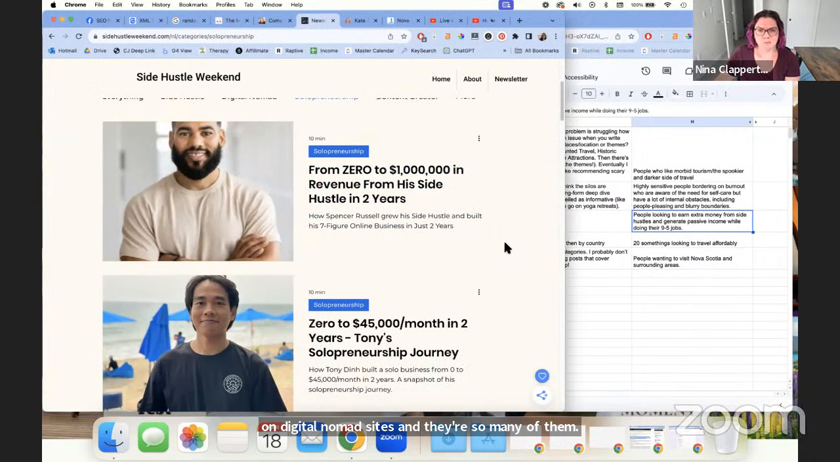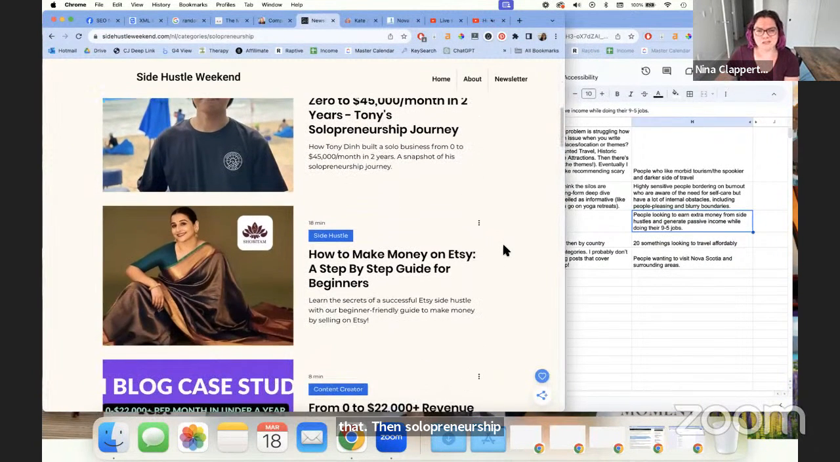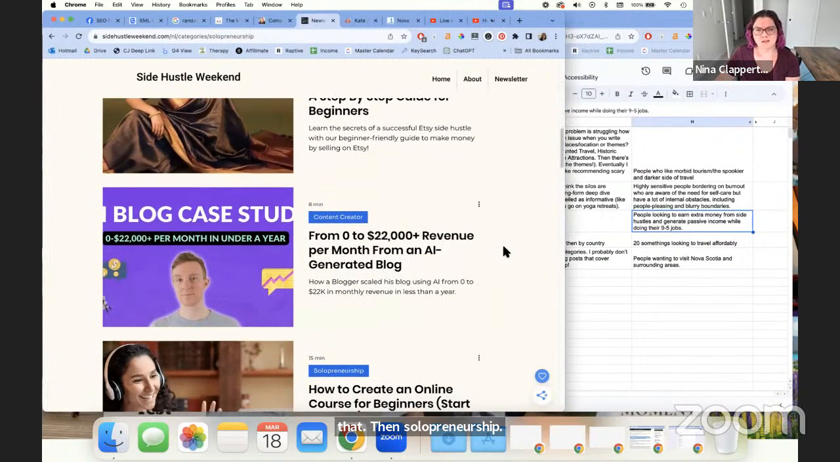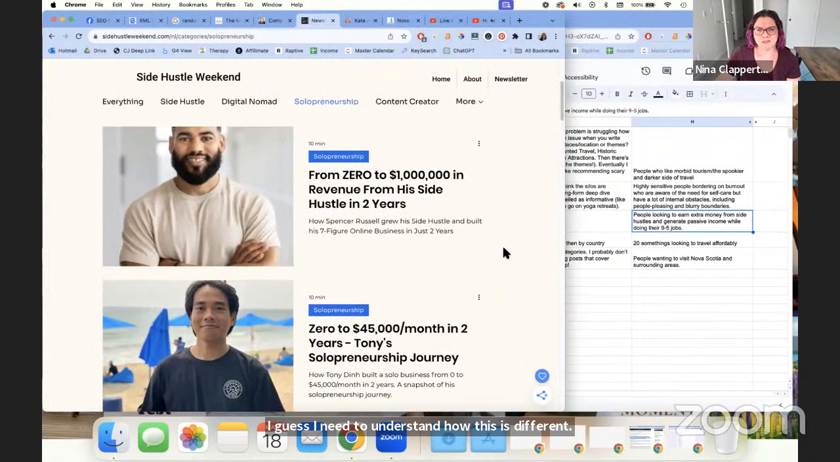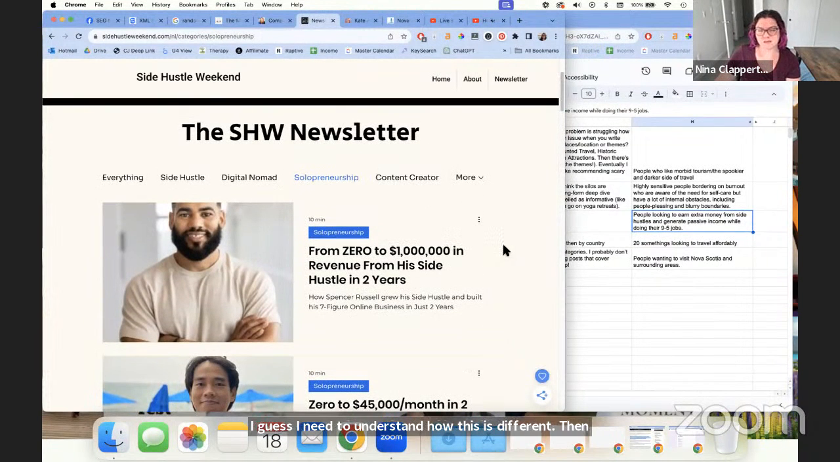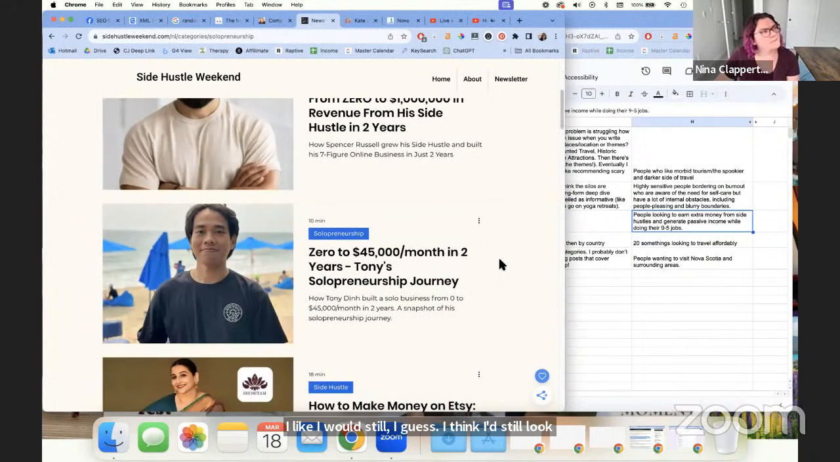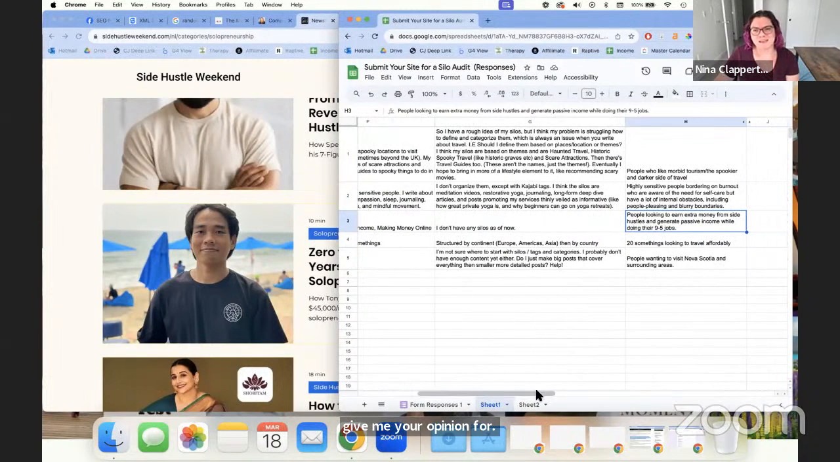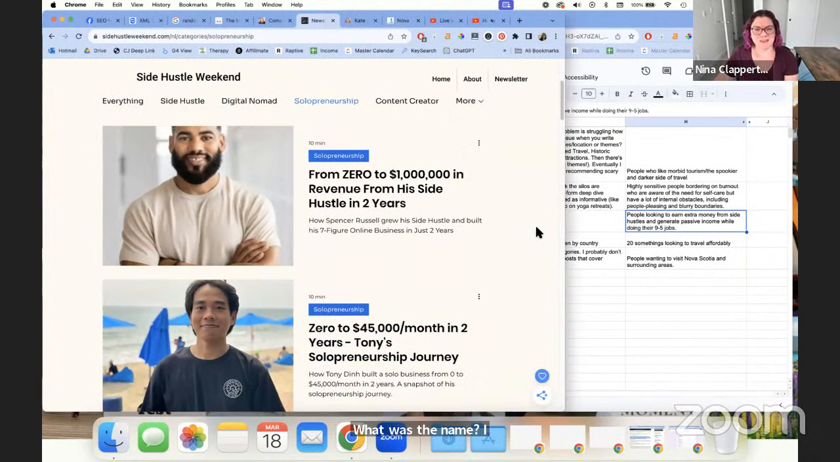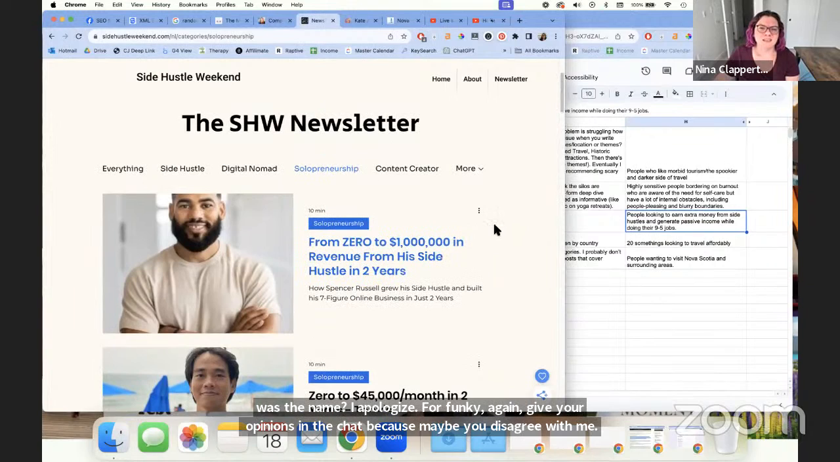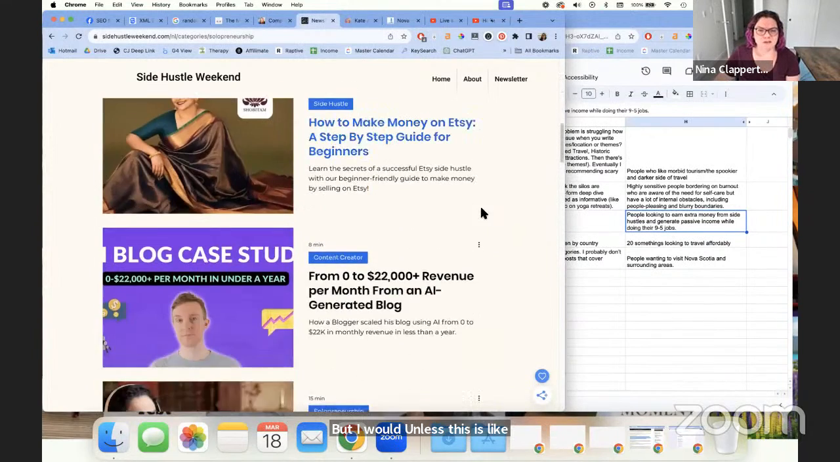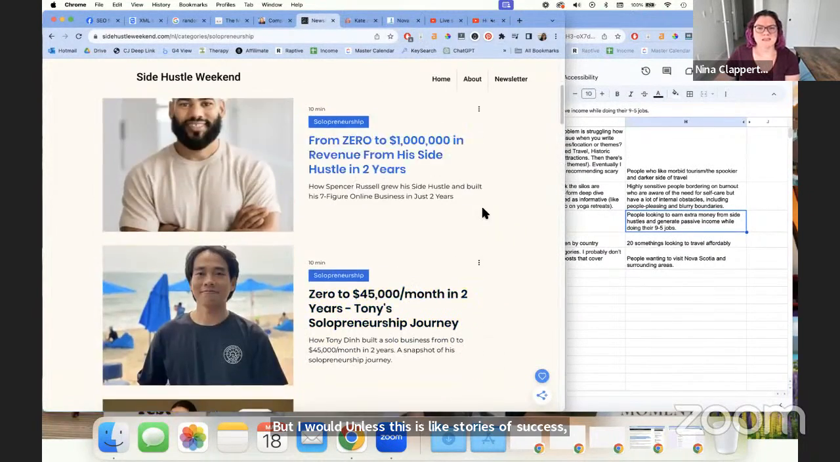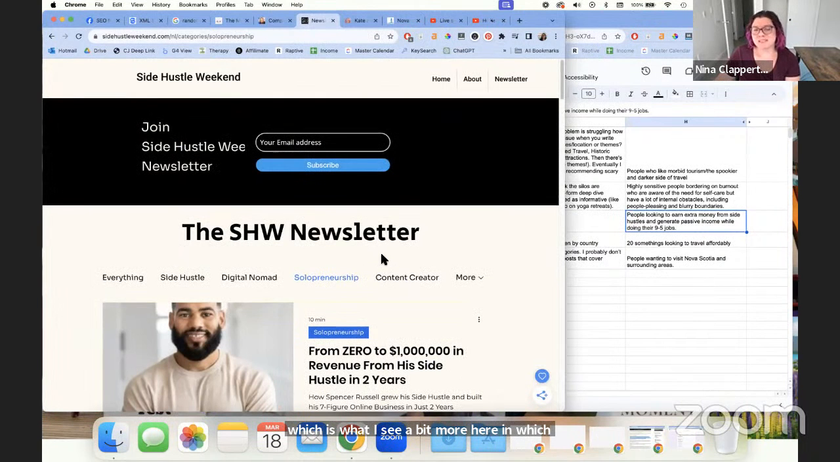Then solopreneurship. I need to understand how this is different, because side hustles to full-time income is fine. I think I'd still look in side hustle for that. Maybe you guys give your opinion for Ankit, in the chat, because maybe you disagree with me. But unless this is stories of success, which is what I see a bit more here, in which case I might call it success stories or something like that.